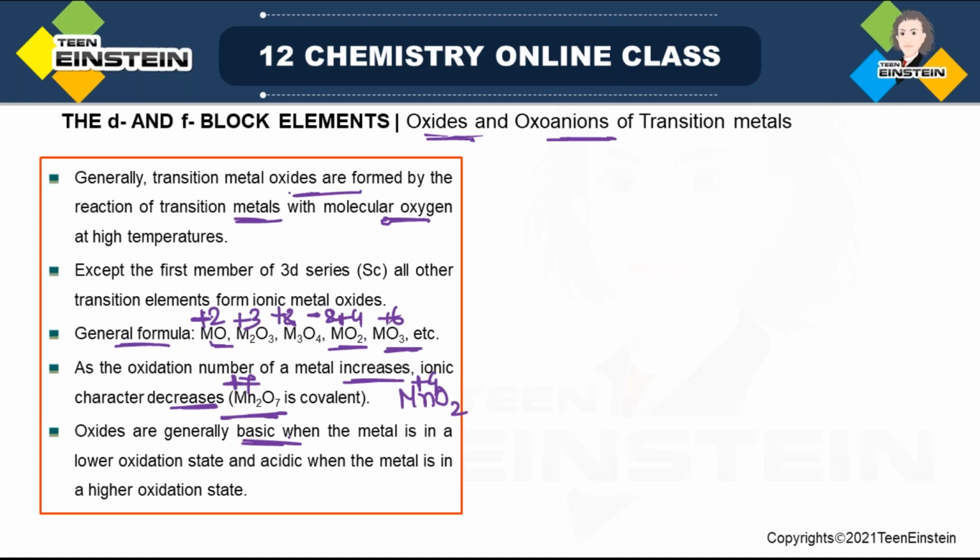Because when the oxidation state is very high and it is forming an oxide, it is a very electron-deficient state. Just take this example, Mn2O7. It is a metal oxide, that is fine, but still it will be acidic in nature. Why? Because the oxidation state is very high and it is electron deficient, so it will have acidic property. So it is basic when the metals are in a lower oxidation state, but acidic when they are in a higher oxidation state. When the same metal forms two types of oxide, the one with the higher oxidation state will be acidic in nature.